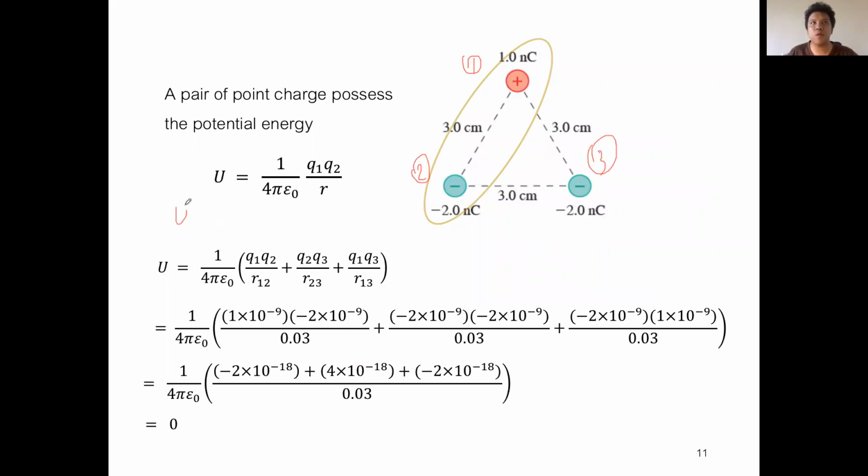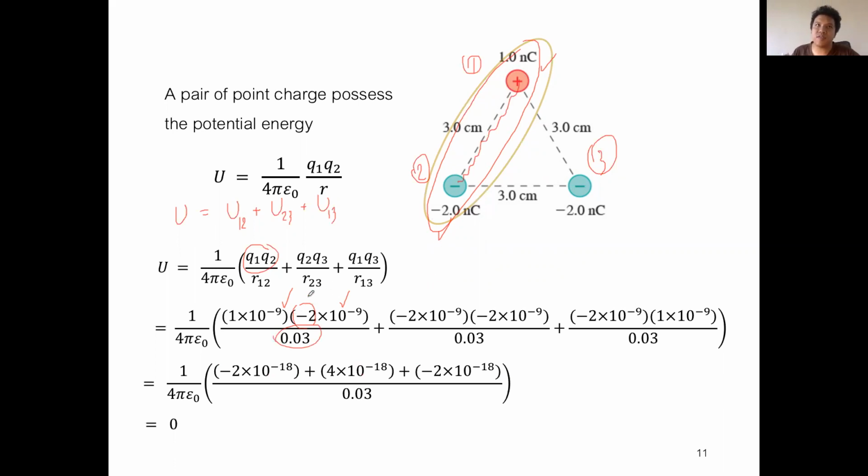What we do basically is to find the potential energy for all the pairs: 1, 2, 2, 3, and 1, 3. For 1, 2, we have Q1 and Q2, so we just bring in 1 nanocoulomb and minus 2 nanocoulomb. Let's make sure that we strictly count the minus sign over here, and also the distance of 3 centimeter. We put in 0.03.